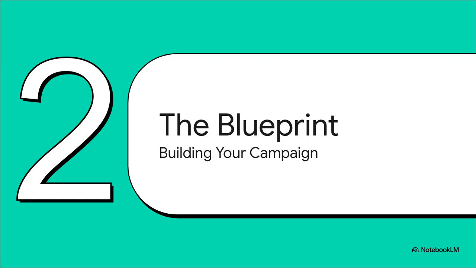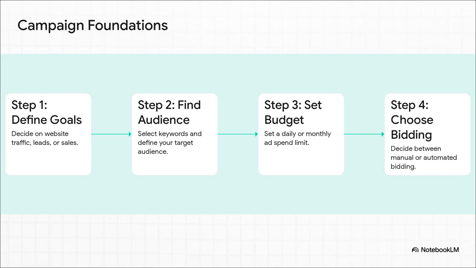But how do you actually build one of these things? I know it can sound super complicated, but it really just boils down to a pretty straightforward blueprint. Everything starts with these 4 steps. First, what are you even trying to do? Get more website visits? Get people to sign up for a newsletter? Make sales? You got to know your goal. Then, who are you trying to talk to and what words are they using to search?